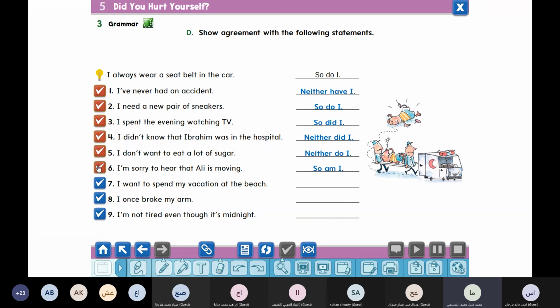Next, number 6. Can I answer? Read. I'm sorry to hear that Ali is moving. So am I. Good. I want to spend my vacation at the beach. Who wants to do it? Here we have present and affirmative. Can I? Yes. I want to spend my vacation at the beach. So do I. Good. The last, before the last, number 8.